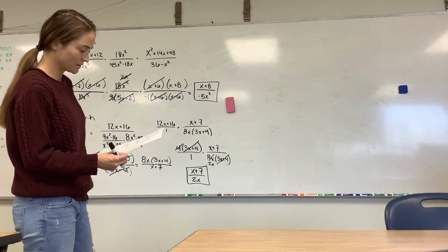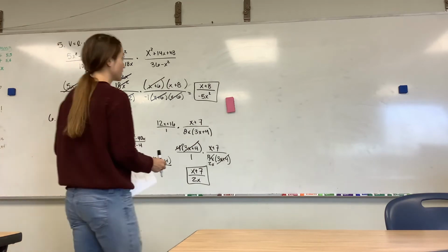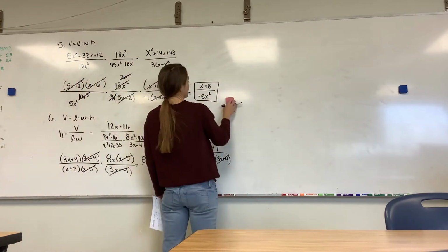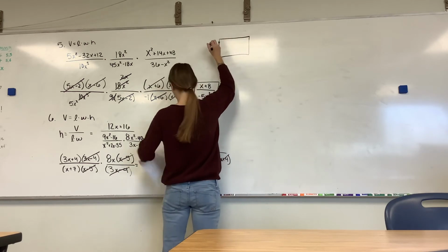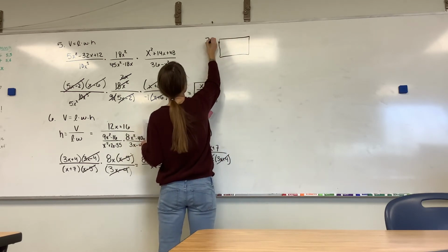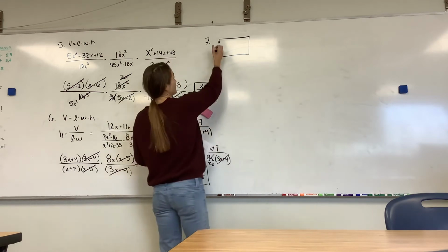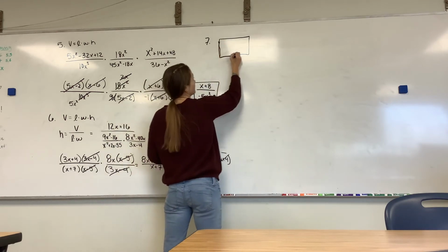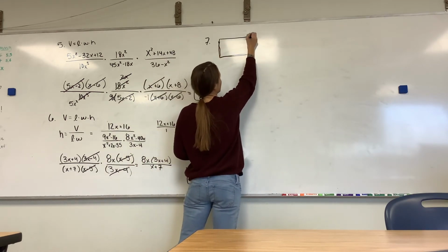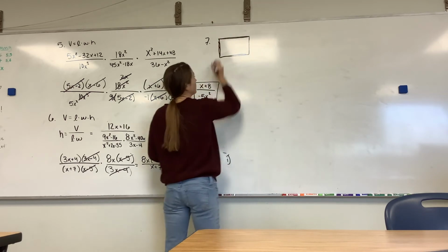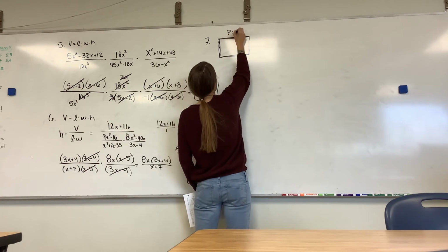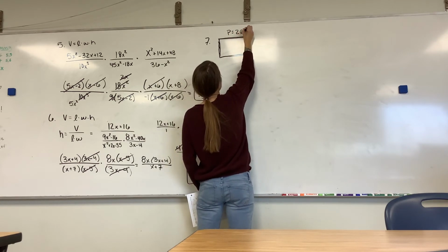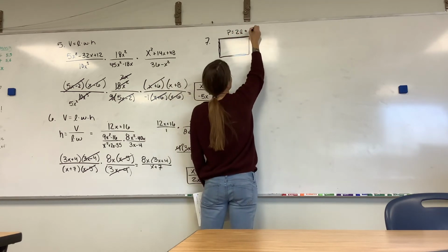Okay, 4 more problems. Let's do some perimeter problems. Remember, perimeter is the length of the entire way around something. So, number 7. Perimeter would be the length of this, plus the length of this, plus the length of this, plus the length of this. Or, another way to say that is that perimeter equals 2 times the length plus 2 times the width.